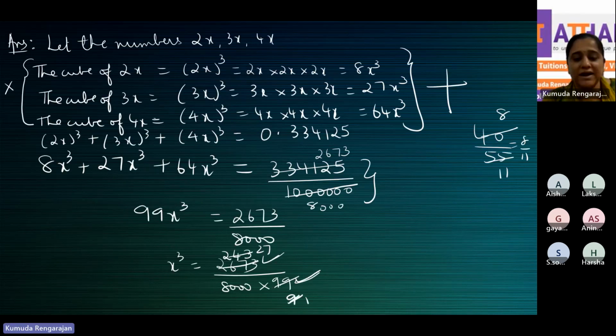See, we had 9 here. 9 and 243 remaining. 9 ones are 9, 9 twenty-sevens are 243, so 27. So x cubed is equal to 27 divided by 8000.